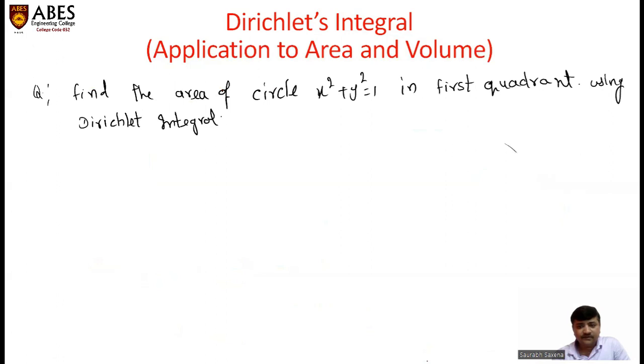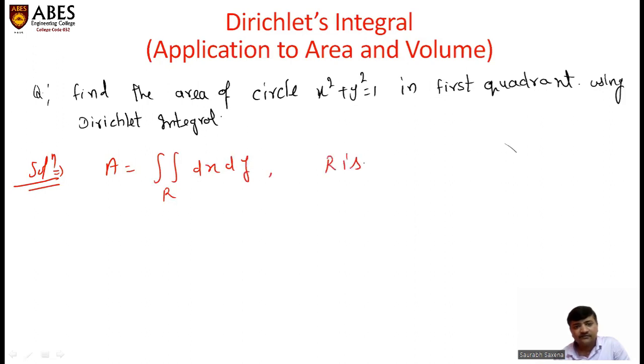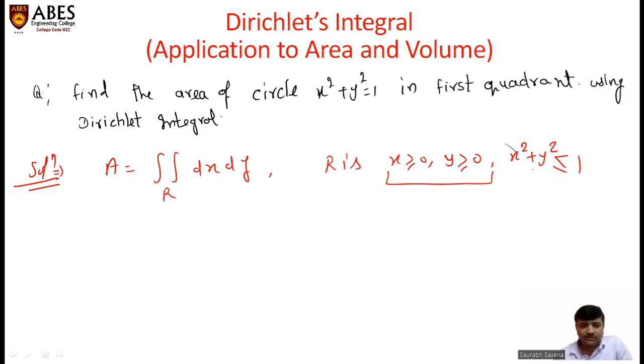This is the second question to illustrate the same. Find the area of the circle x square plus y square equals 1 in the first quadrant using Dirichlet's integral. Again, we have to find the area. The area formula is double integral dx dy. R is defined for x positive, y positive, and x square plus y square is less than or equal to 1. Here two conditions are matching, but the third one is not matching. So what will we do? We'll assume x square and y square as the new variables u and v.